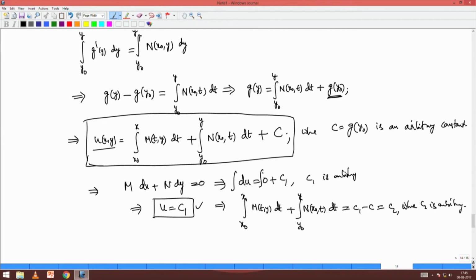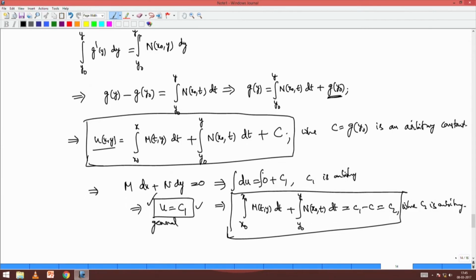So this is now a function of x and y with an arbitrary constant. This is your general solution. Because this is a general solution, I replace u with this. So that is your general solution of the given equation, m dx plus n dy. This is equivalent to saying that this is the general solution of the equation.